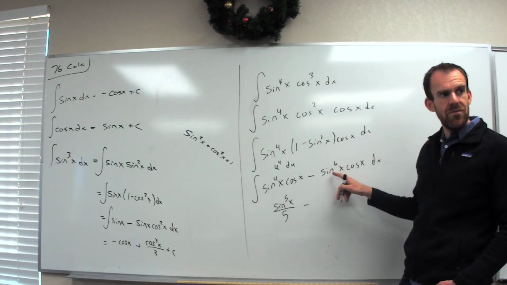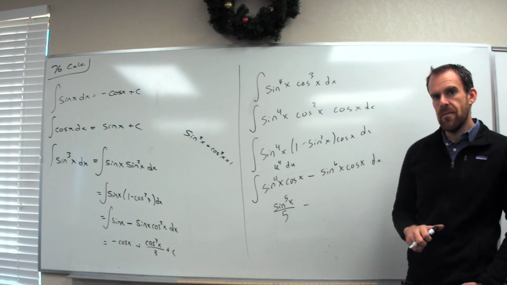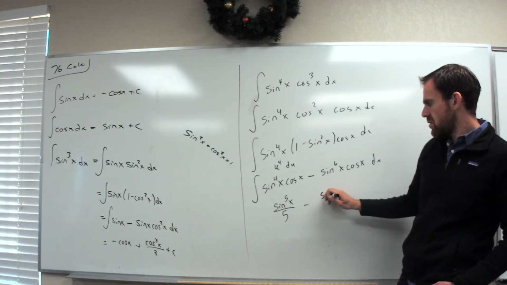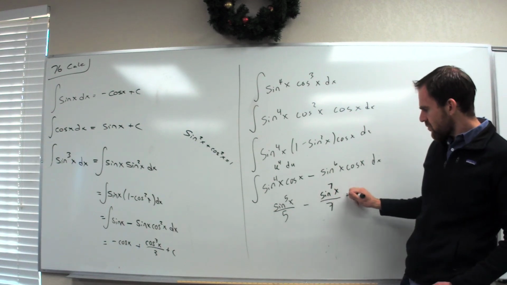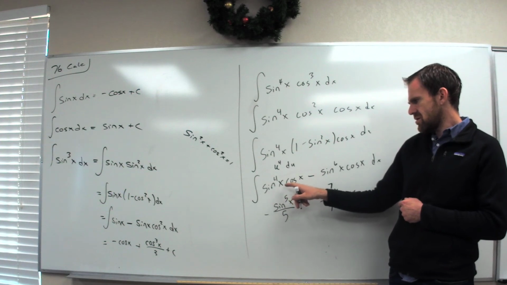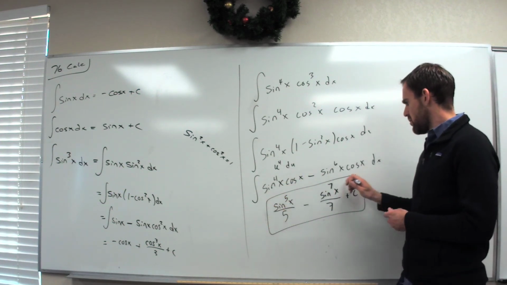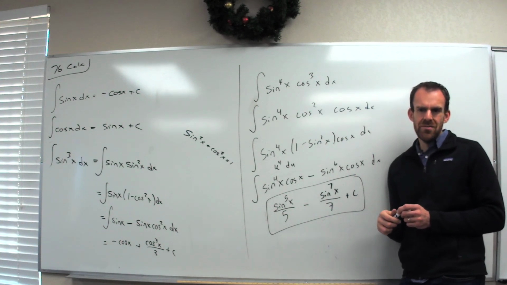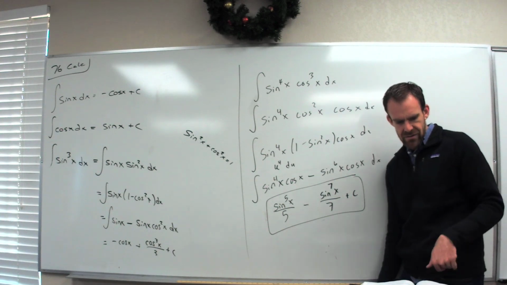What about this one? This is u to the sixth times du. So then sine to the seventh x. You have to add 1. And that's it. I think this one might be minus. No, that's plus. Impossible? No, it's just funky. Alright, that's 76.